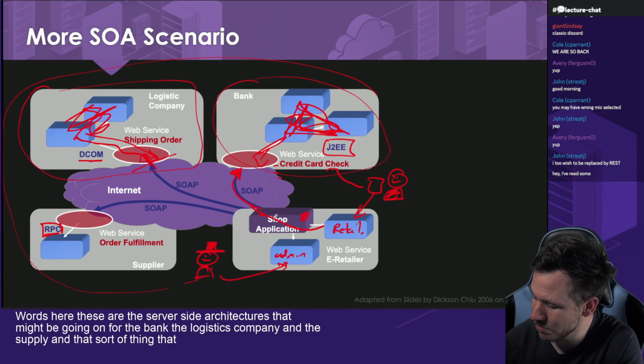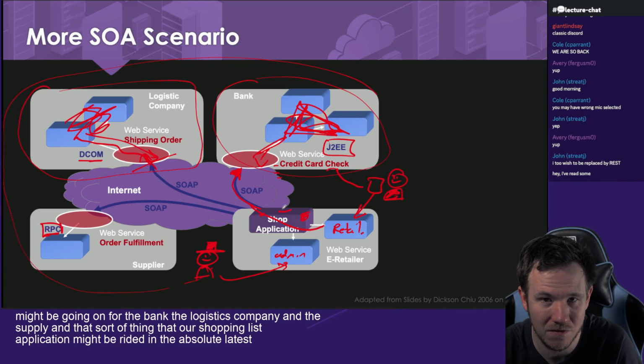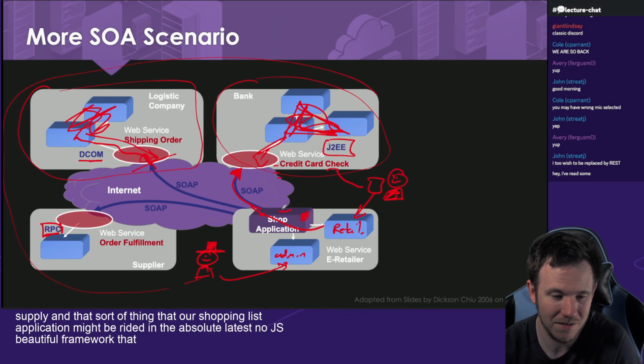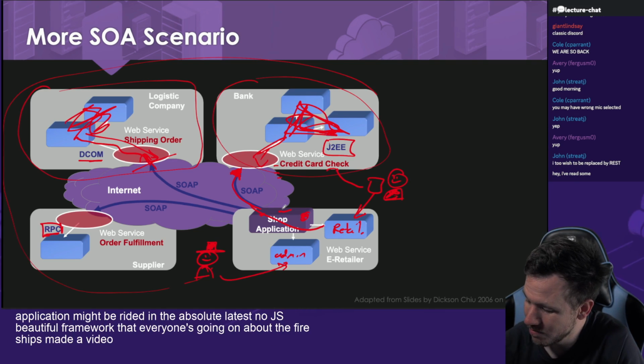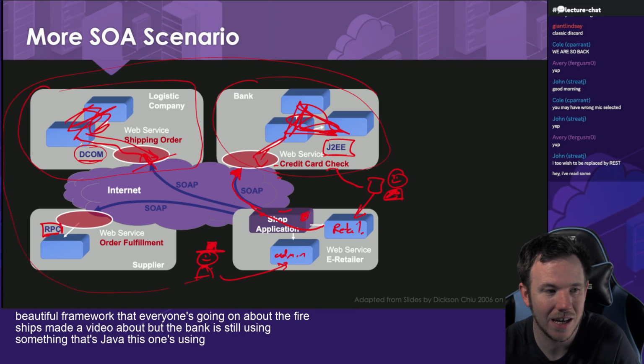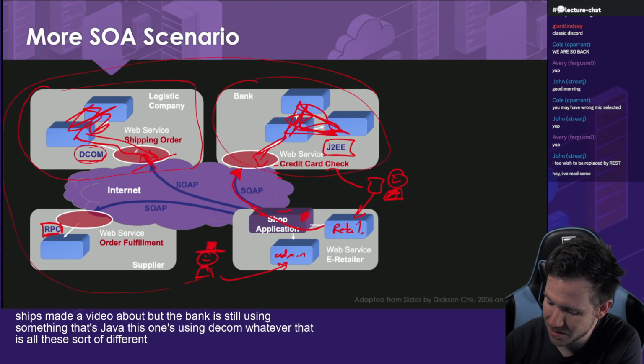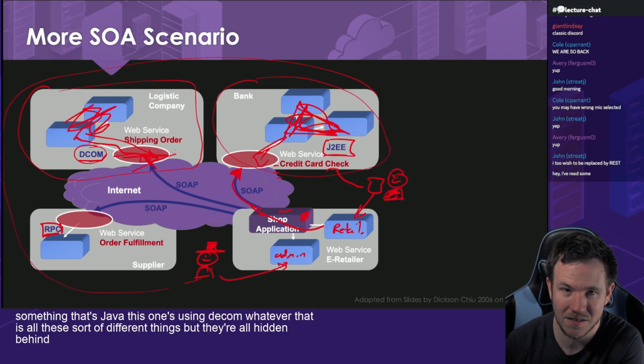Our shopping list application might be written in the absolute latest Node.js beautiful framework that everyone's going on about, that Fireship's made a video about, but the bank is still using something that's Java. This one's using DCOM, whatever that is. All these different things, but they're all hidden behind their interfaces.